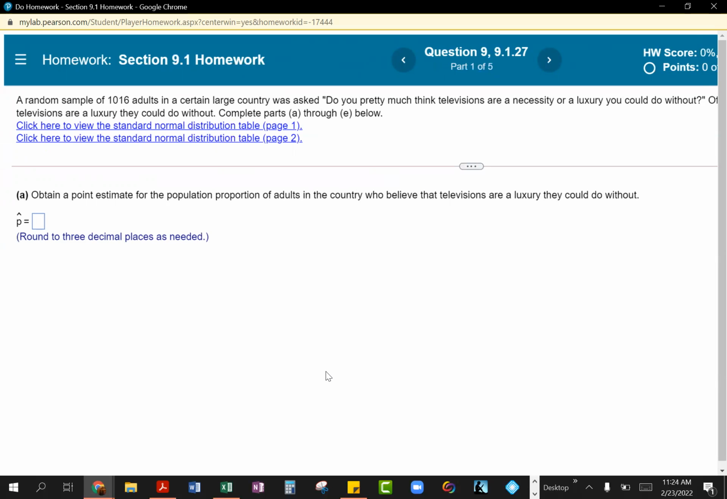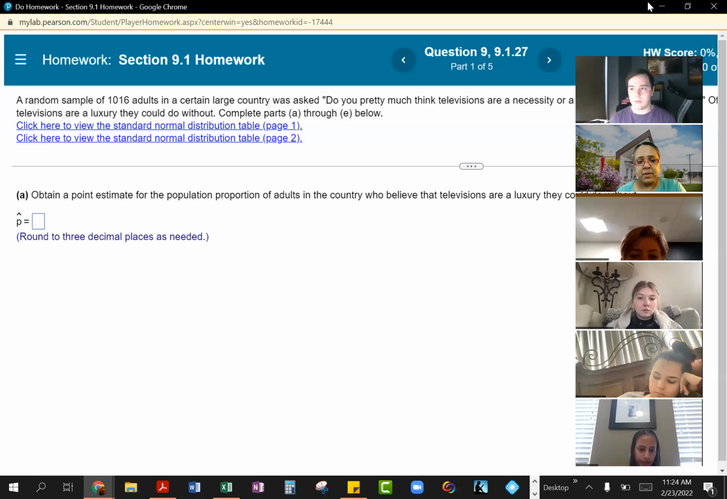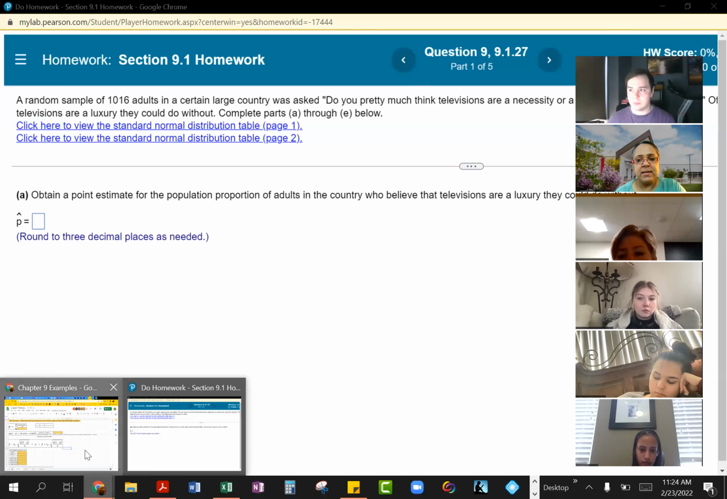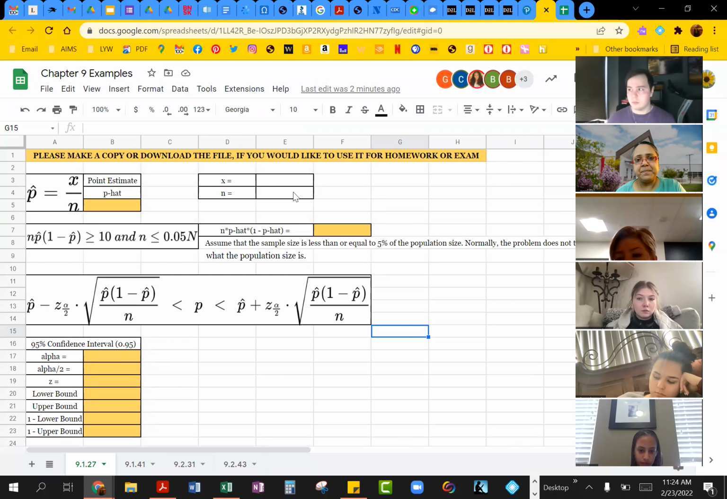And you can see they've given you links for the standard normal distribution table. Of course, you worked on standard normal distribution tables and the normal distribution in the last chapter, so we're building up on that with these confidence intervals. The first question is asking you to come up with a point estimate for the population of adults who think that television is a luxury they can do without. So, they're basically saying they don't need television, they're going to be okay without it.